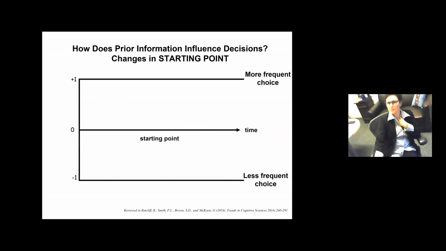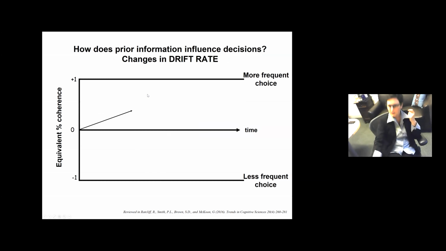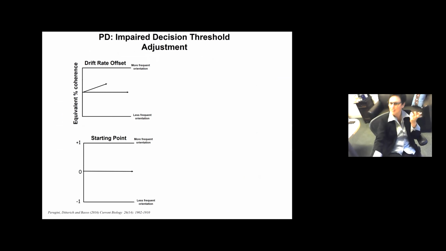Okay? Well, in this model framework, prior information can affect decisions in two possible ways. One way is by changing what we call the starting point. So where you start to accumulate evidence actually gets closer to one of the bounds. So the amount of evidence that you have to accumulate is actually reduced, right? Because you have this more frequent orientation information coming in, so you don't have to acquire as much sensory information to make that choice. Okay, so that's one way. The other way is to make that drift rate go faster, right? It's essentially increasing your perceptual sense of orientation. You think there's more orientation than there actually is, right? So that's the second way.